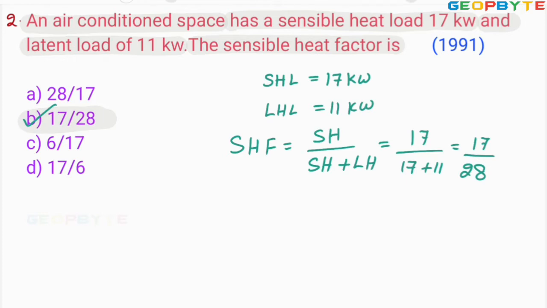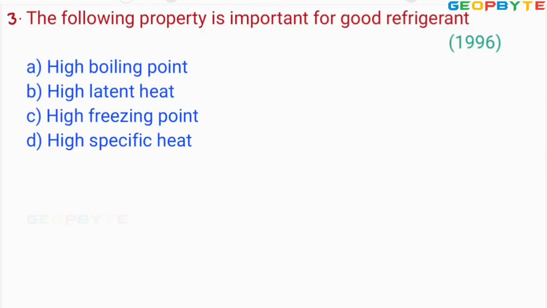Option A is given as 28 by 17, which is greater than 1. Remember, sensible heat factor is always less than 1. This is a very important point. Sensible heat factor is always less than 1. I hope you got my point. Let us take the next problem. Look at the third problem.